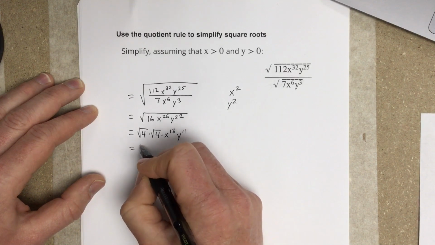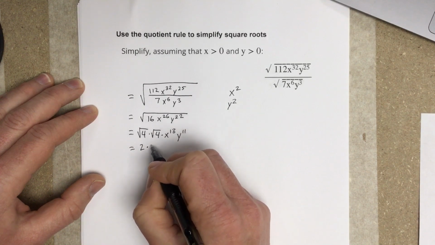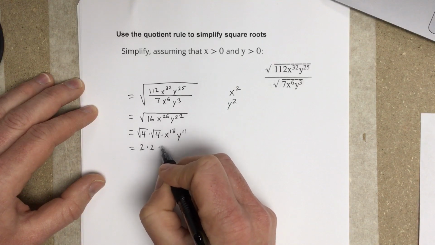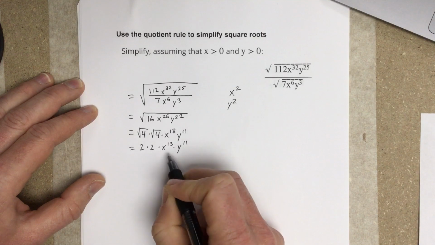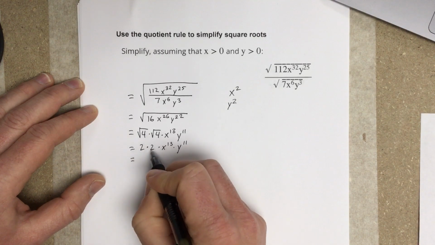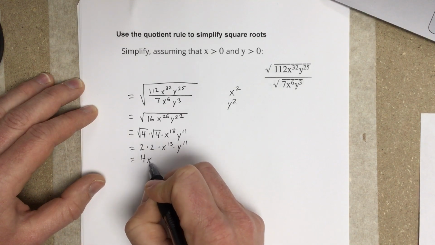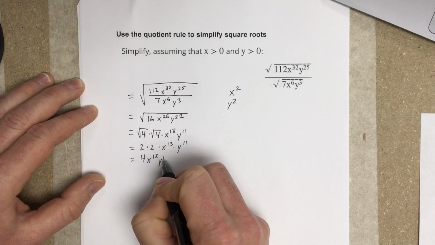Square root of 4 is 2. Square root of 4 is 2. So I have 2 times 2 times x to the 13th times y to the 11th. 2 times 2 is 4. X to the 13th, y to the 11th.